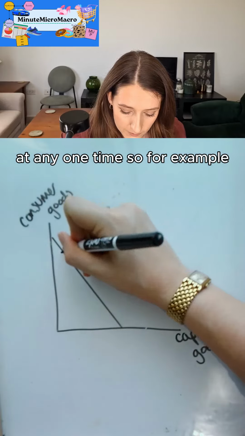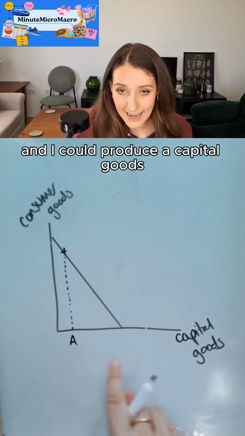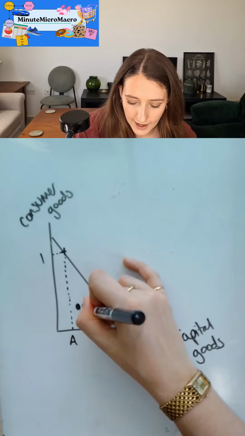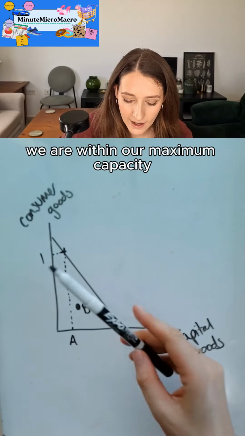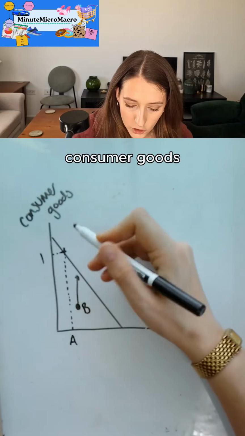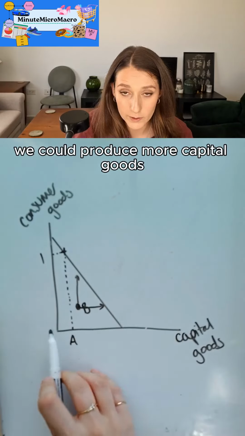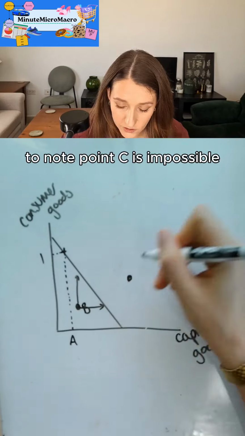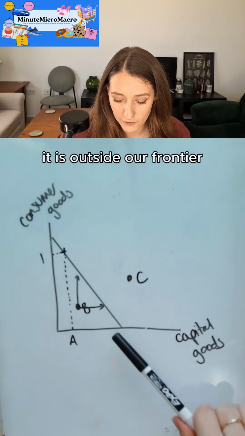So for example, I could produce at this point, and I could produce A capital goods and 1 consumer goods. If we produced at point B, we would be being inefficient. We are within our maximum capacity. We could create more consumer goods without having to give up any capital goods, or we could produce more capital goods without having to give up any consumer goods. To note, point C is impossible. It is outside our frontier.